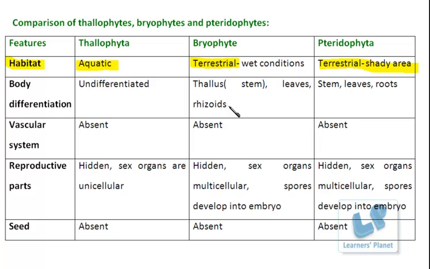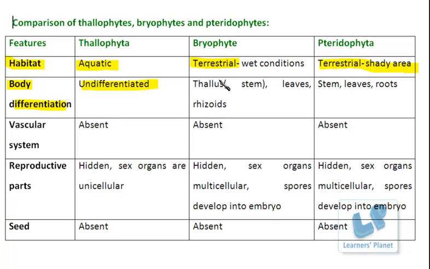Further, let us move to the next feature, that is body differentiation. In the case of thallophyta, I already stated that they have an undifferentiated body. That means they live as a stalk, or as a colony, or as a filament, in that way. But the different parts of the plant are not organized. For example, there is no stem, no leaves, no roots, no rhizoids, or anything.